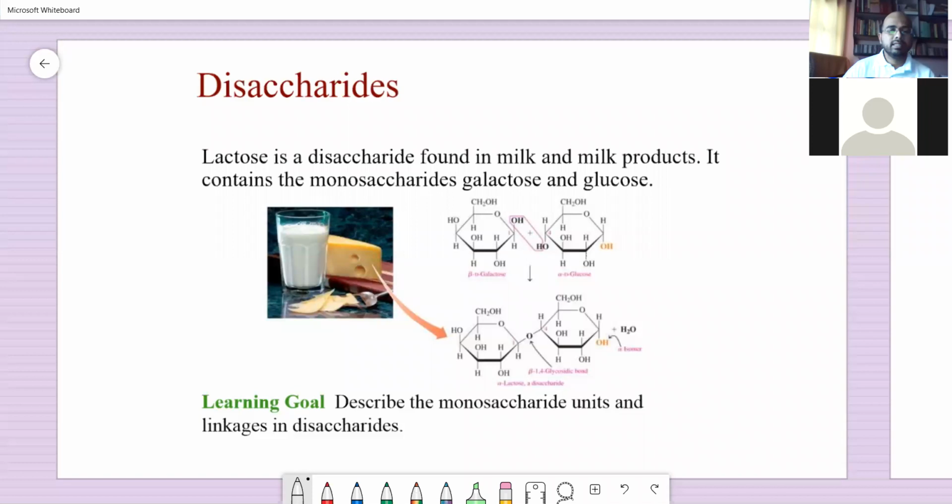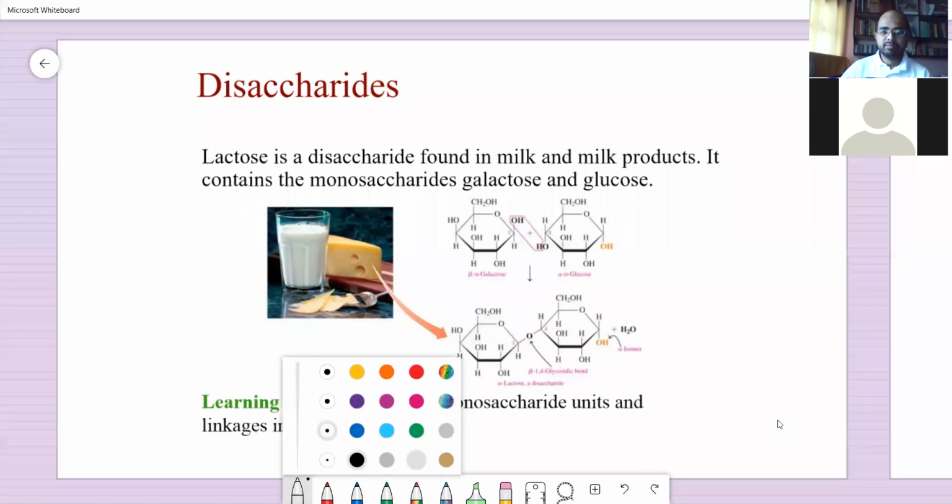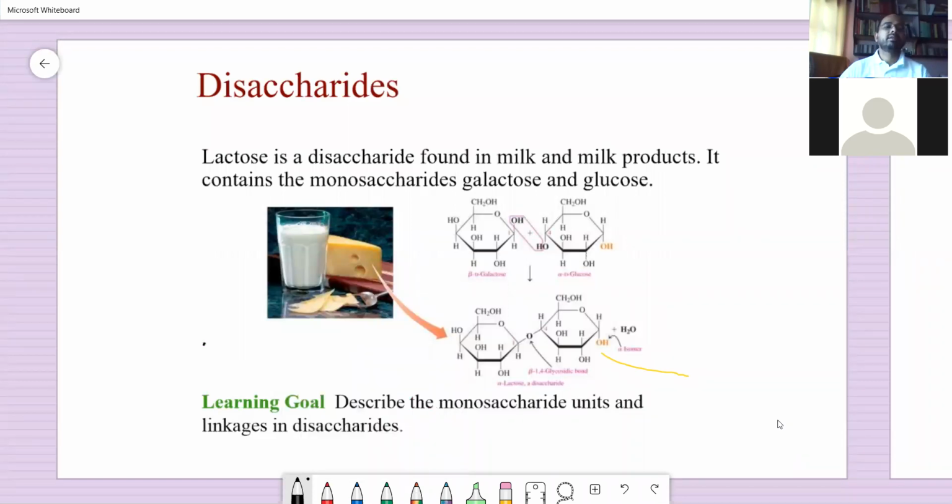So here it is. Disaccharides are, by the name itself, two monomers of glucose or any other unit. So the name itself says there are two units of glucose and it is called a disaccharide.